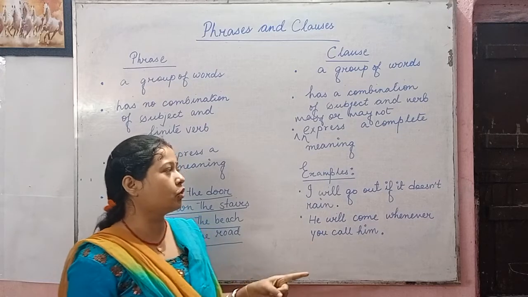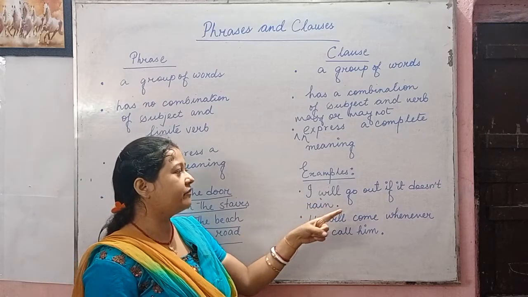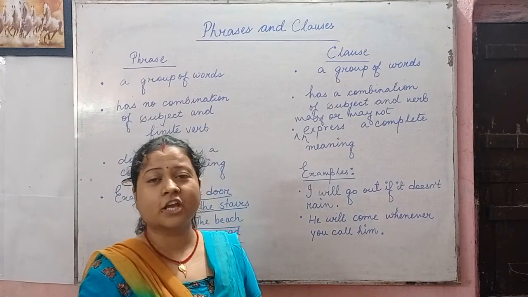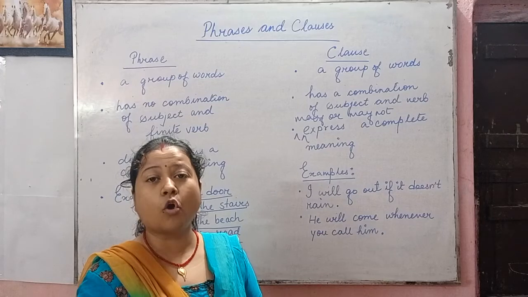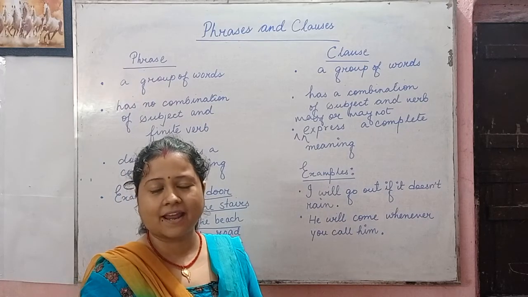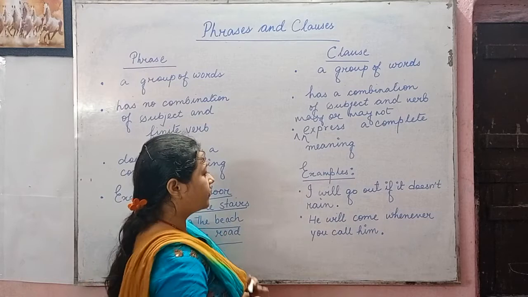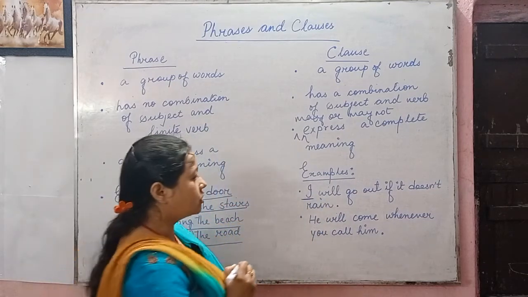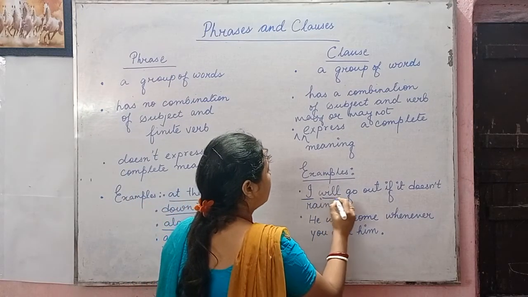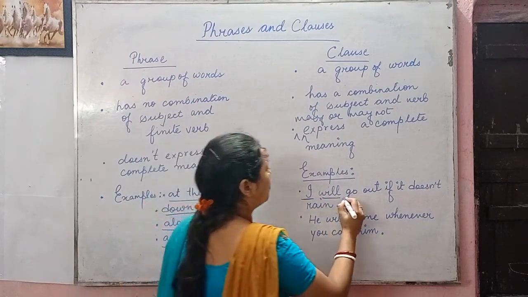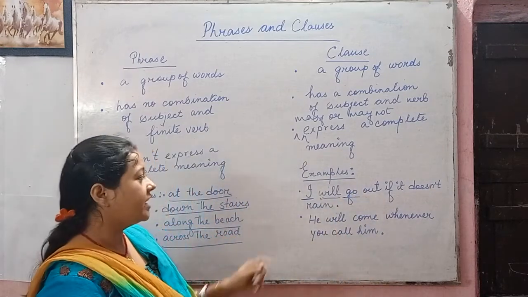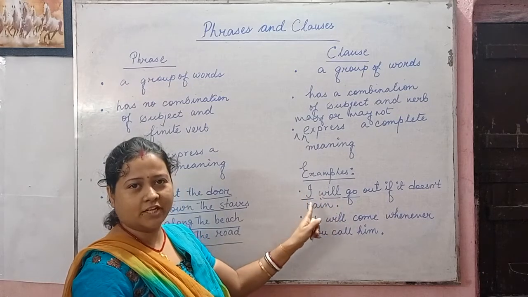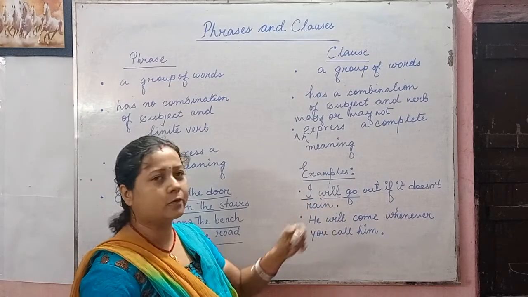See children, the clauses. I will go out if it doesn't rain. What did I say? That in your clause, you will find a combination of subject and verb. Children, this is the subject. I is the subject, right? And children, will go is the verb. So children, here we have the subject and verb combination. Both subject and verb are present.